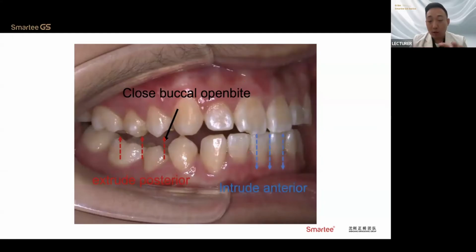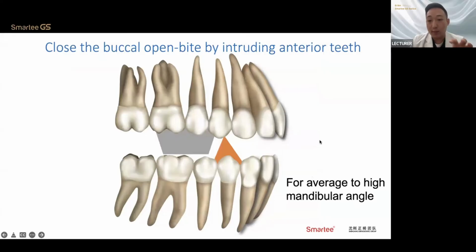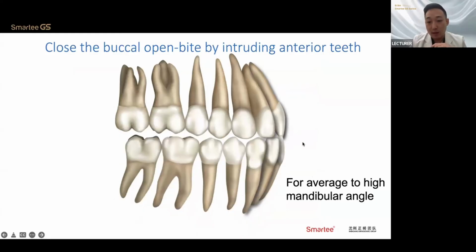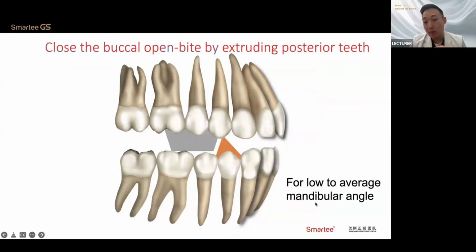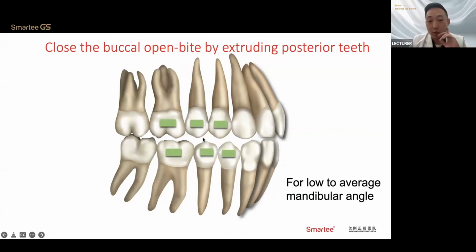So what's the problem? Okay, for the average to high mandibular angle type, we often choose to intrude the anteriors. That means we can control the lower facial height and it won't be too much higher. We emphasize much more the intruding of the anteriors here, and for the low to average mandibular angle, we emphasize the extrusion of the posterior teeth here. You can see just as the picture shows.